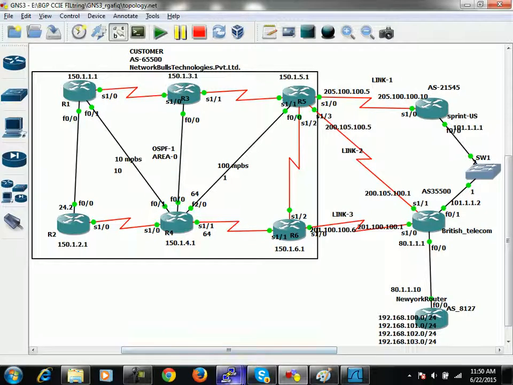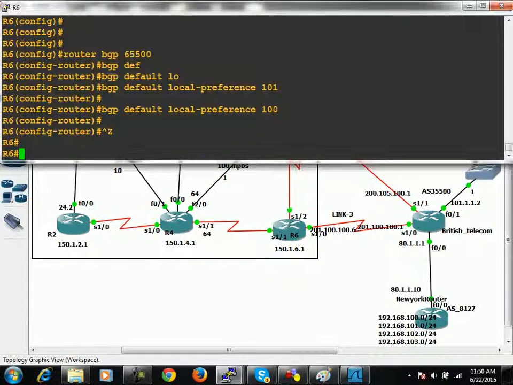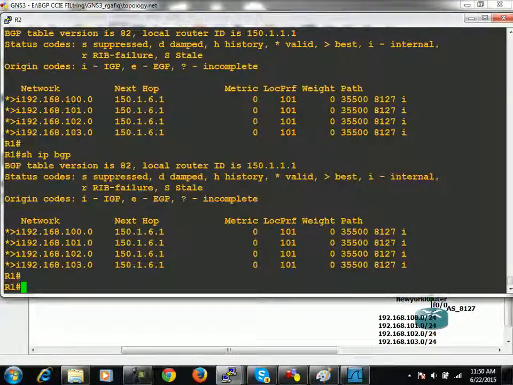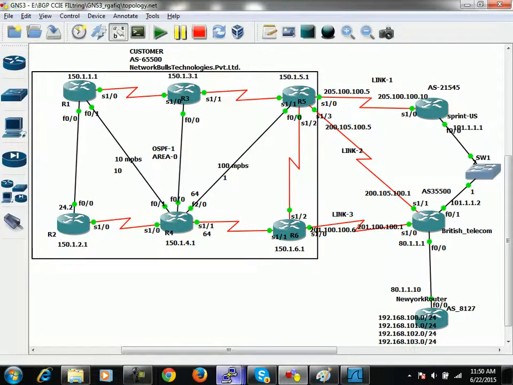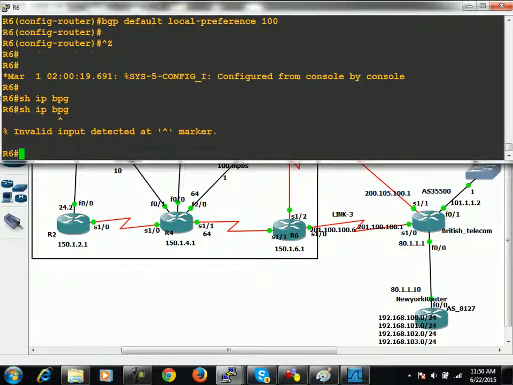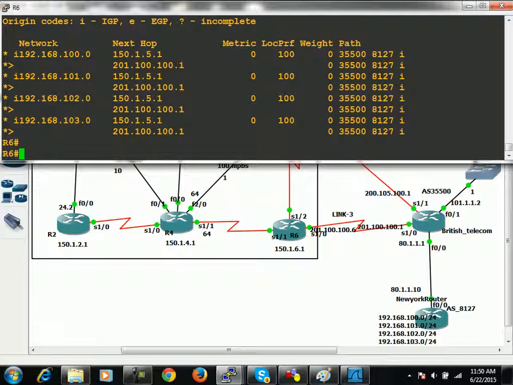Now that's good. Now let's move back again on R6 and make it once again 100, which is the default, right? So once again you will see that for R1 its best path will become via R5 once again. And if you want to modify this local preference only for 2 prefixes, then use a route map. And we can also modify it on R1 itself. It is not always necessary to modify it on R6, you can also modify it on R1. Because for R6 we know very well that its best path is via BT itself. See, external is always preferred over internal.